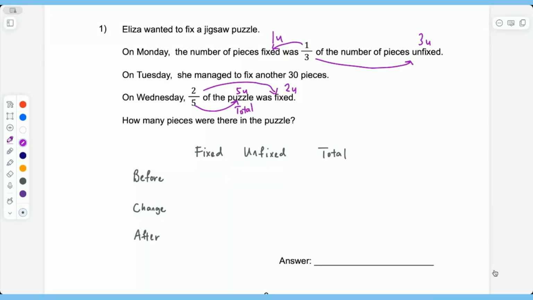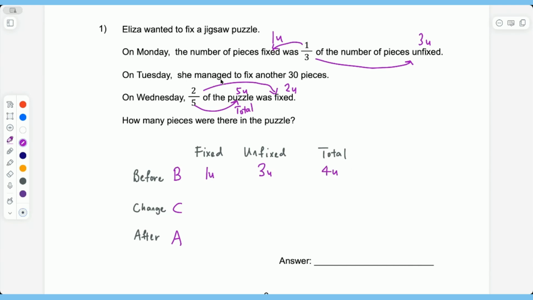Question 1. Eliza wanted to fix a jigsaw puzzle. On Monday, the number of pieces fixed was 1/3 of the number of pieces unfixed. So we have this before, change, and after frame. Before the change, on Monday, we had 1 unit of fixed pieces and 3 units of unfixed pieces, and the total will be 4 units.